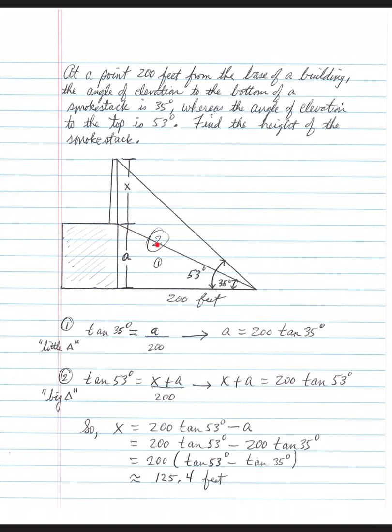First, let's look at this little triangle, and I've got a little 1 here to denote it. This little right triangle here. Sine, no, not sine. From 35, A is opposite, 200 is adjacent. So what trig ratio is opposite over adjacent? That's right, tangent. Tangent of 35 degrees is equal to A over 200. Multiply both sides by 200. A is 200 times tan 35.